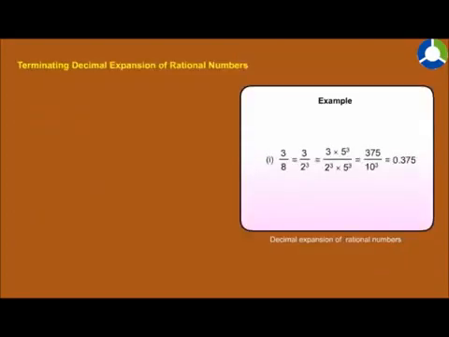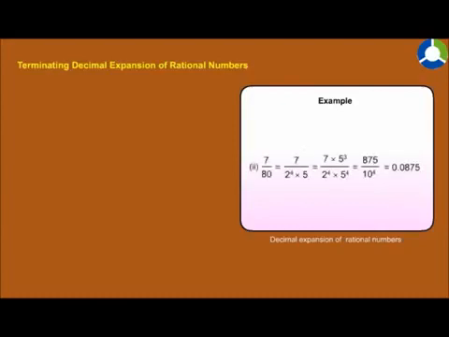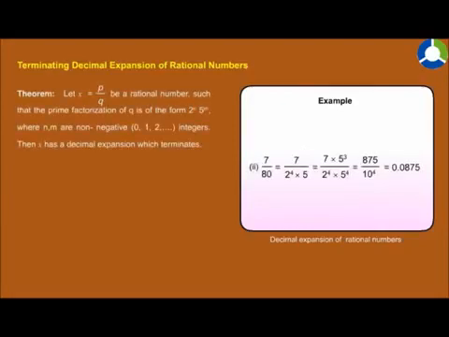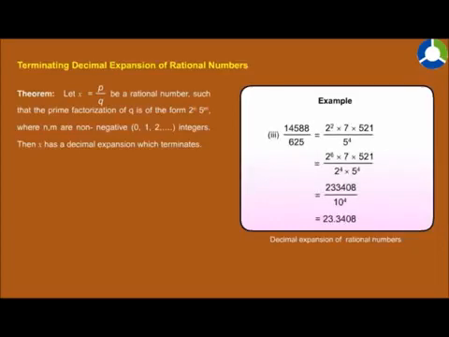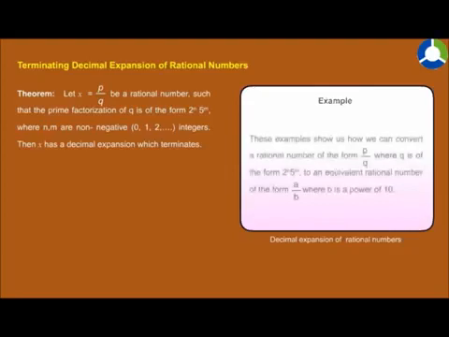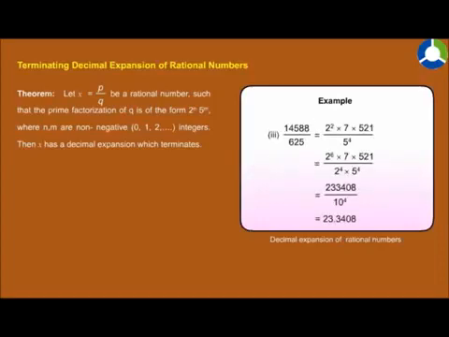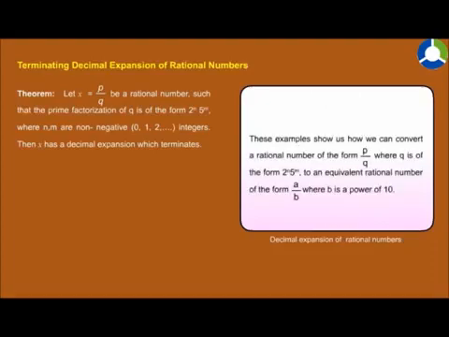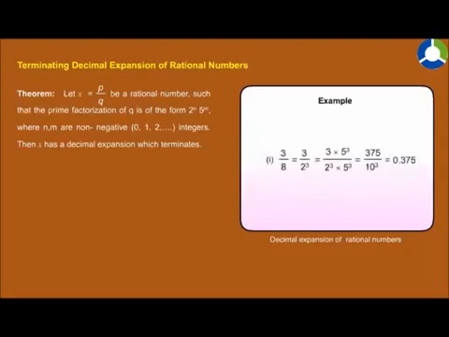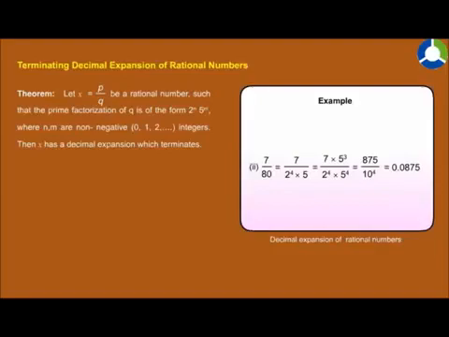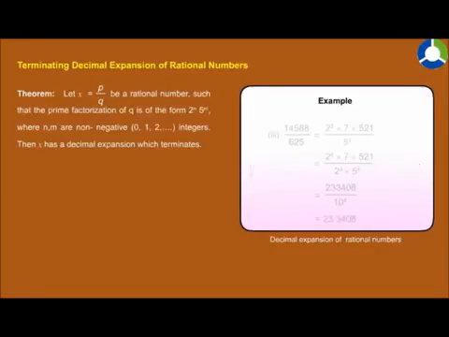Terminating decimal expansion of rational numbers. Theorem: Let x = p/q be a rational number such that the prime factorization of q is of the form 2^n 5^m, where n, m are non-negative integers (0, 1, 2 and so on). Then x has a decimal expansion which terminates.